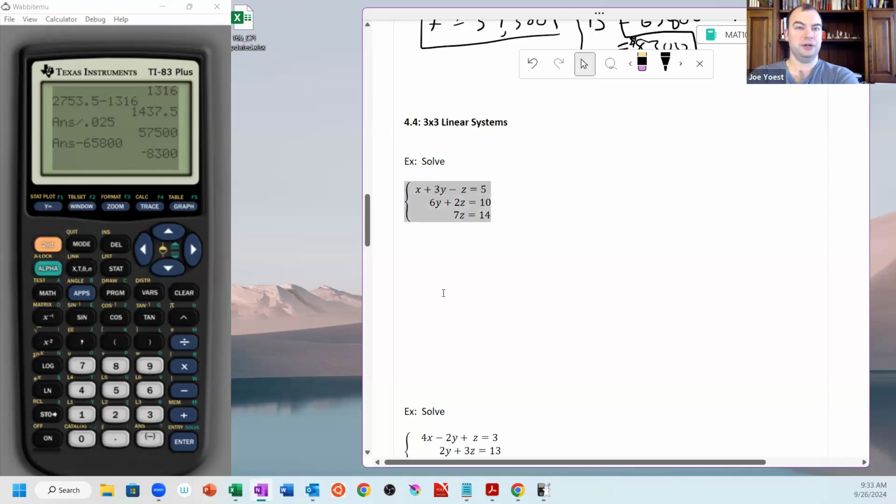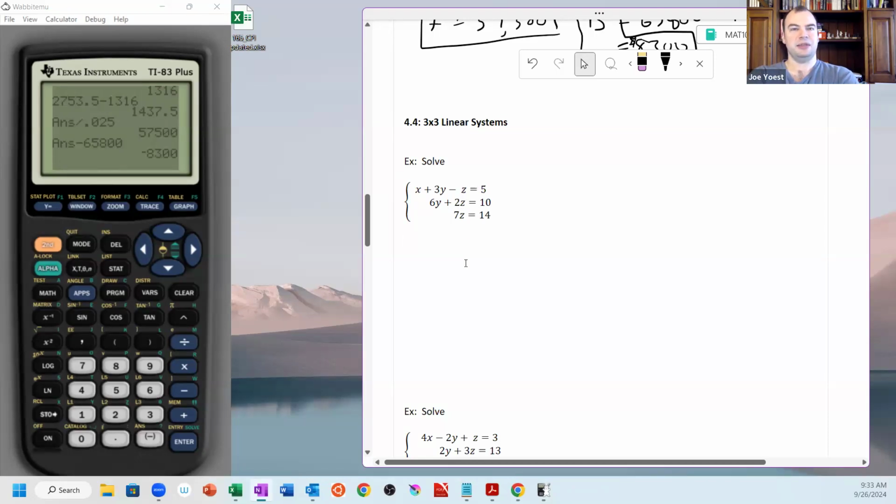We have three equations and three unknowns. A solution is an ordered triplet, like an ordered pair, but an ordered pair plus one extra: x, y, z, that when I substitute it in, simultaneously solves all three equations. So I'm looking for an x, y, z that when I substitute in solves all of these.